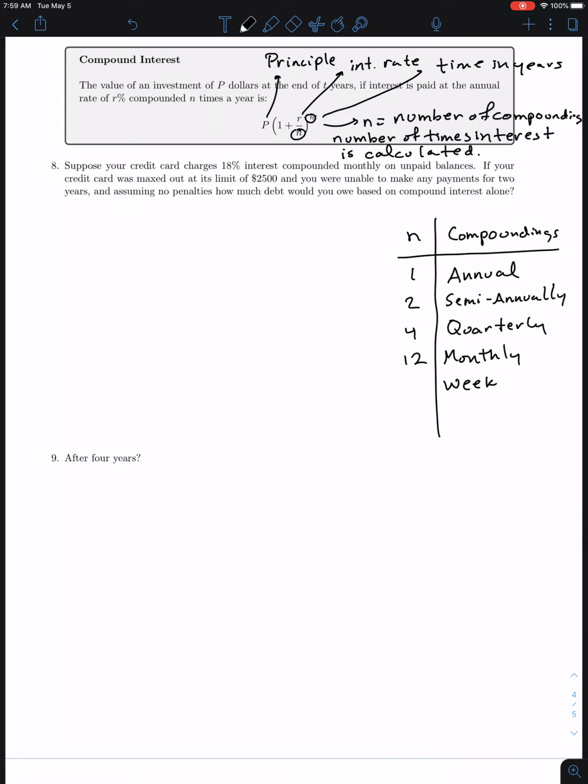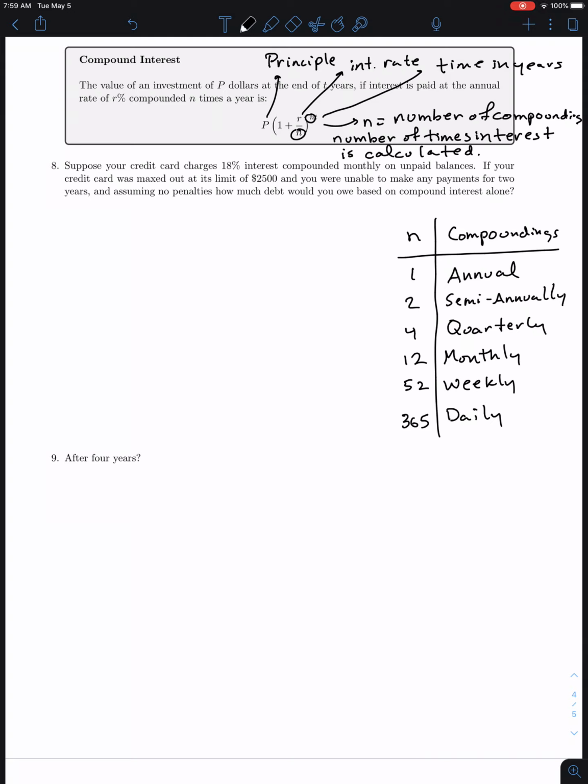Weekly means N would equal 52. And then finally, daily would mean N was equal to 365. So write that down, keep it somewhere, so that when you're doing these problems, you'll know exactly what the compoundings are. Otherwise, let's jump right in and try number 8.